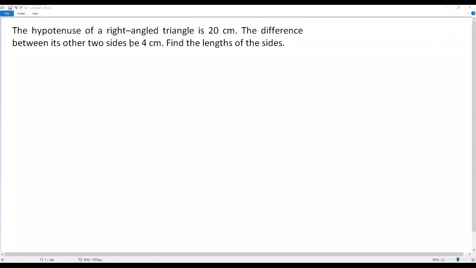Here we have a problem on quadratic equation. Okay, let me go over the question. The hypotenuse of a right angle triangle is 20 centimeter. The difference between its other two sides is 4 centimeter. Find the lengths of the sides.